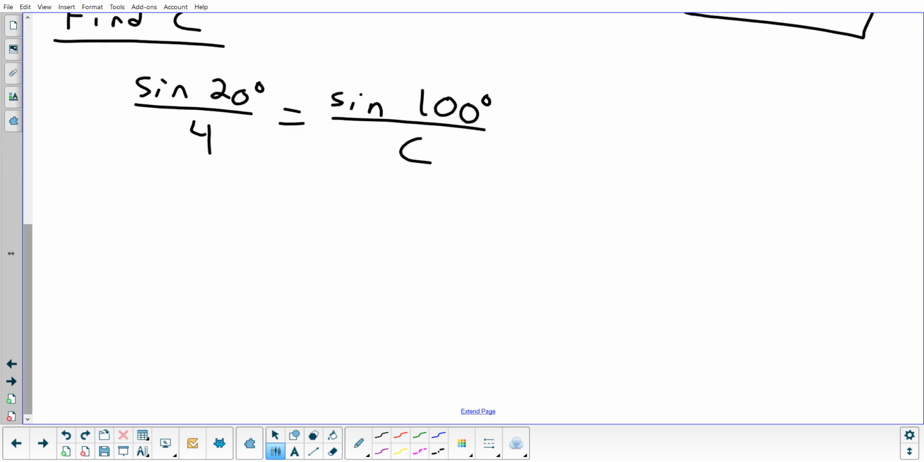divided by C. Now this is a proportion. In Algebra 1, you probably see it more like this. But either way, you have numbers in three spots and you got a variable in the fourth. Does anyone remember the name of the technique you use to solve a proportion?